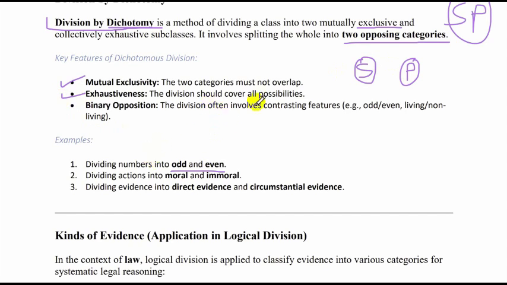Exhaustiveness. The divisions should cover all possibilities which I spoke about. S should include all even numbers, and P should cover all odd numbers. Nothing should be left out. Binary opposition. The division often involves contrasting features. Of course, these are opposite features like odd, even, living, non-living, or opposing categories. So binary opposition. What is binary? 1 and 0. Either it is 0 or it is 1. Bi means 2. So these are two parts.